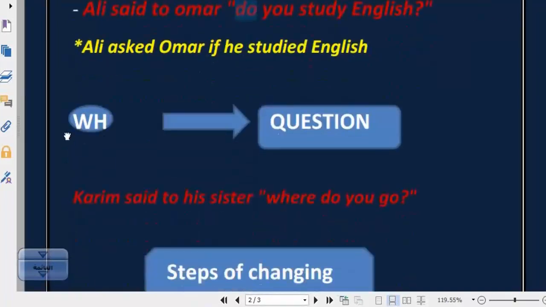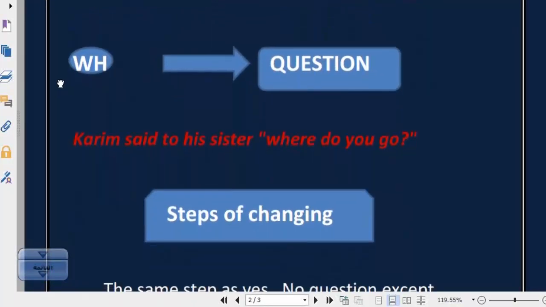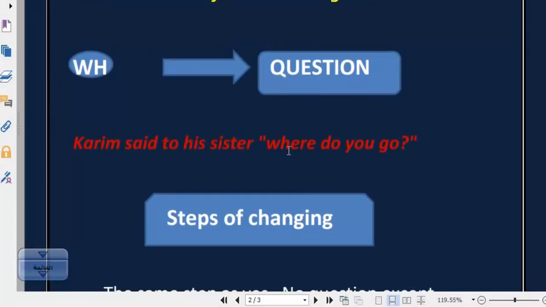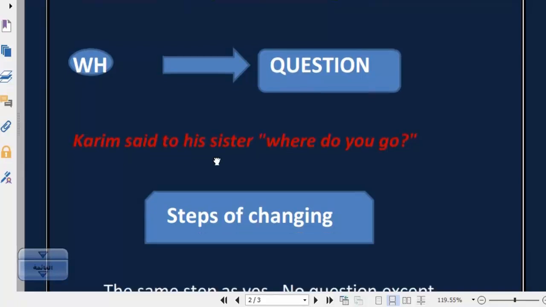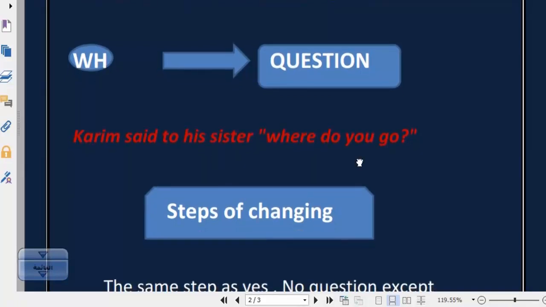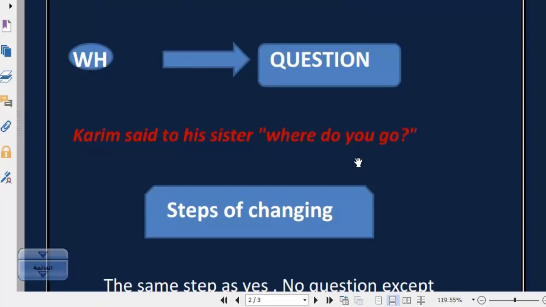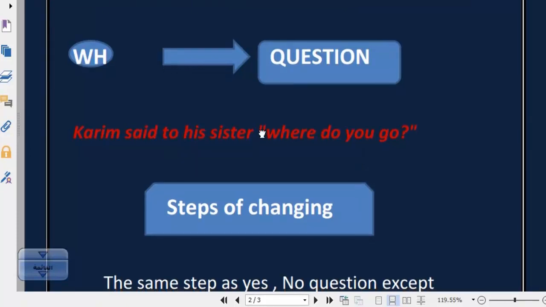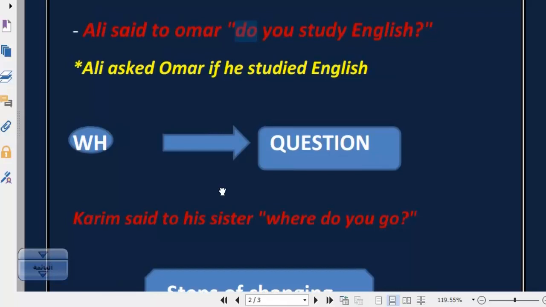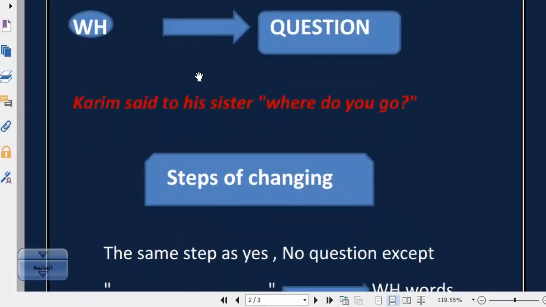The second kind of question, we have WH questions. And as we know, WH questions have to start with a question word. For example, where, what time, how long, how often, and so on. So the question, Karim said to his sister, "Where do you go?" And I say again, this is a direct question. How do we know? By the quotation mark and the question mark. So how can I change it from a direct question to an indirect question?